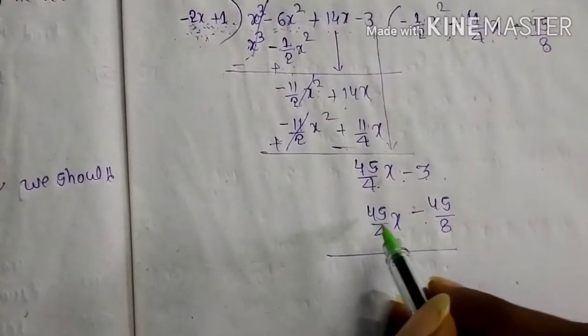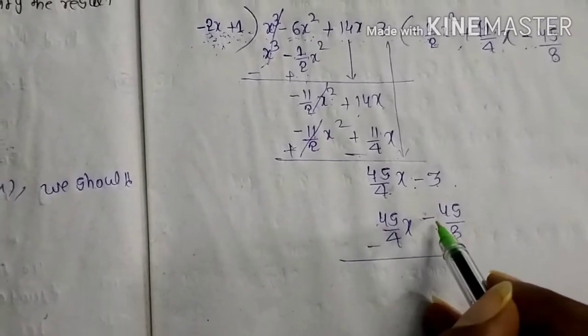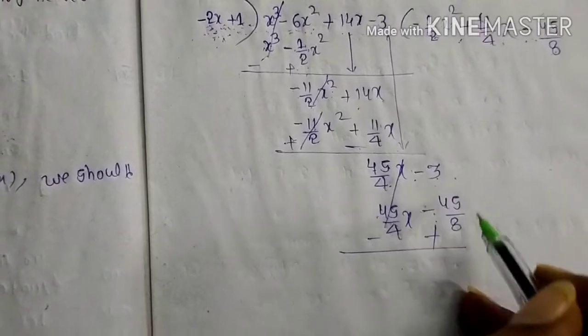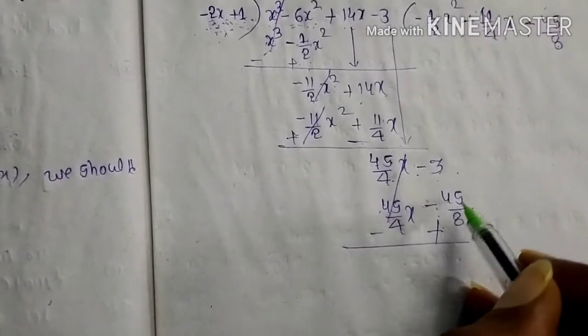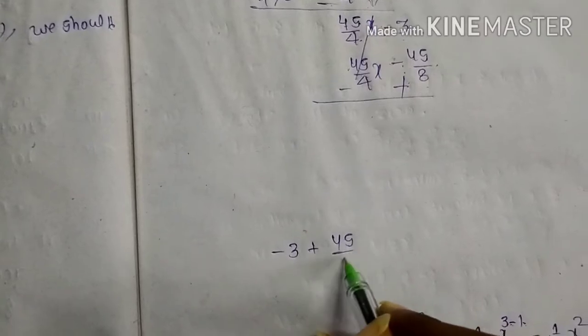If you need to do subtraction, you can change the symbols. Already it is plus, you can change it into minus. It is minus, you can change it into plus. That means both cancel. Minus 3 plus 45 by 8. How much value? Just you can see here, minus 3 plus 45 by 8.